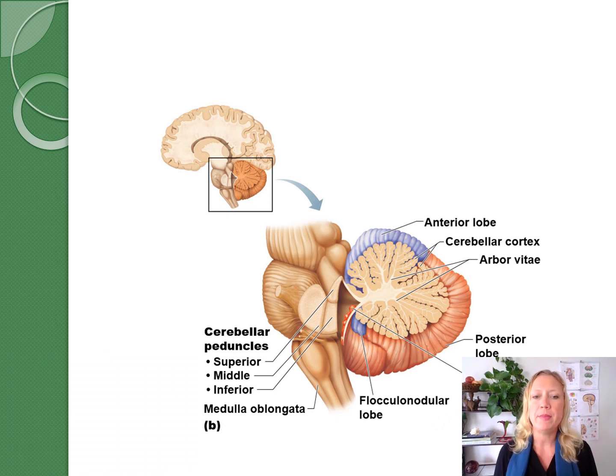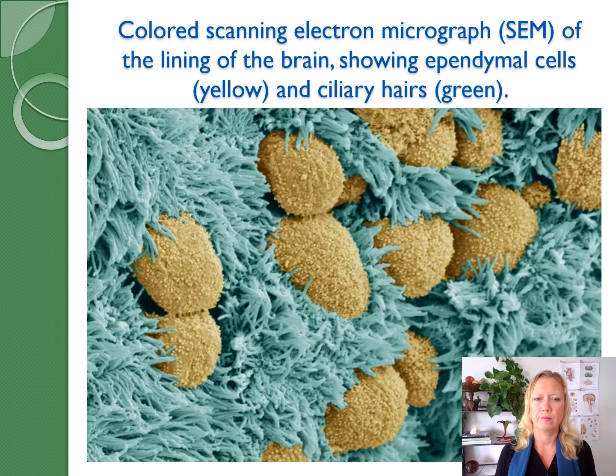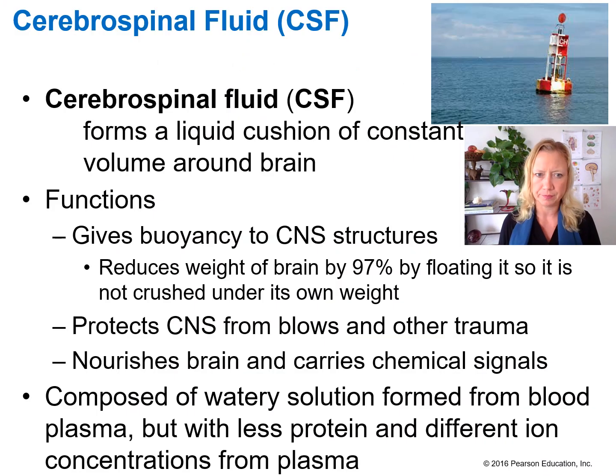This is the cerebellum, and the fourth ventricle is what I wanted to show you here. And you can see that flocculonodular lobe again, posterior and anterior lobe. So fourth ventricle, and you can see the choroid plexus in here, right in here. So the scanning electron microscope or micrograph of the lining of the brain, so this is the ependymal cells. We saw this in chapter 1 as part of our introduction. So those ciliary hairs, those green hairs. So kind of a neat thing to keep in mind that that's what that actually looks like.